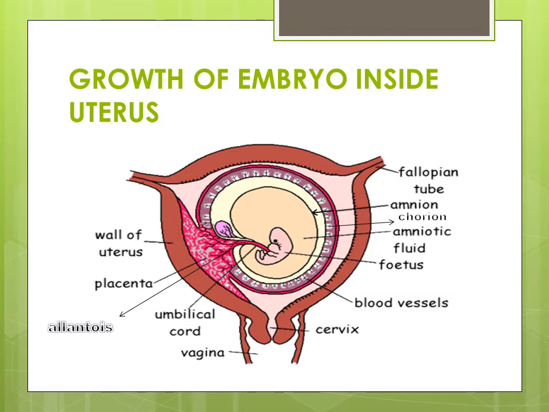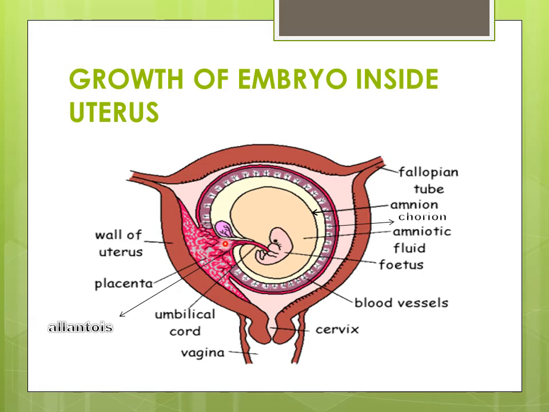Now, what is amnion? Amnion is a sac which develops around the embryo, even before the formation of allantois. A fluid, that is amniotic fluid, fills the space between the amnion and the embryo for its protection.